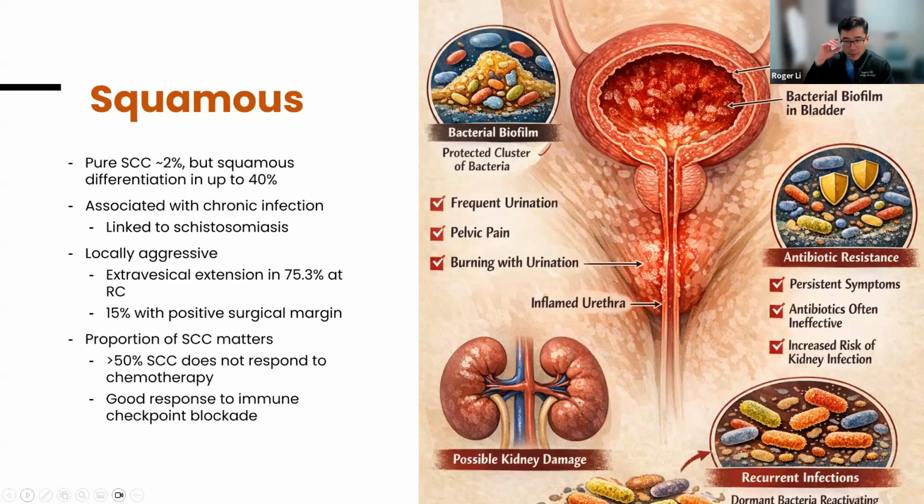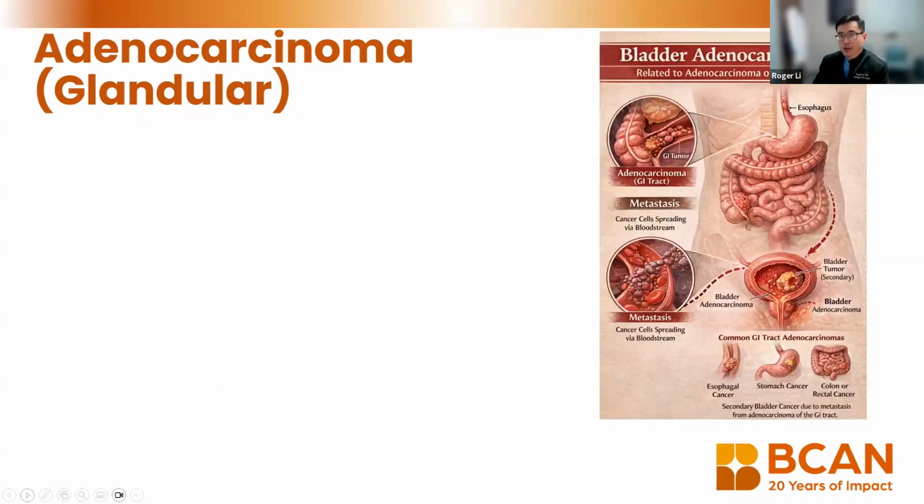And as Dr. Al-Ahmadie had mentioned, the proportion of squamous cell carcinoma within the entire bladder tumor does matter. If you have more than half of the tumor consisting of SCC, that means that the patient is unlikely to respond to the conventional chemotherapy that we typically give. But if you have less than 50%, we can still give cisplatin-based chemotherapy.